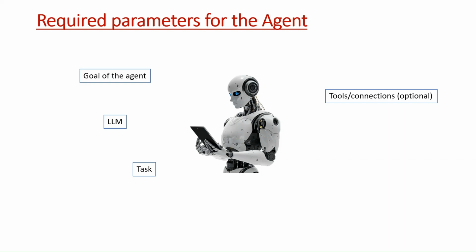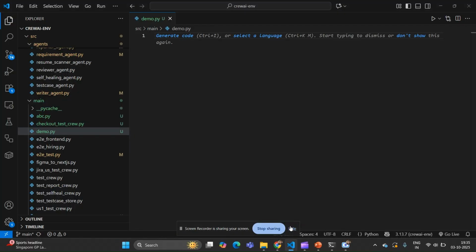So, what are the required parameters for the agent? You should assign the goal. The goal is nothing but the aim of the agent. Along with that, you should assign the LLM, that is the ChatGPT, Gemini models, etc. After that, you need to assign the task, that is, what specific tasks the agent needs to perform. Tools and connections are optional, as we discussed in our framework structure video. So let's go to the demonstration.